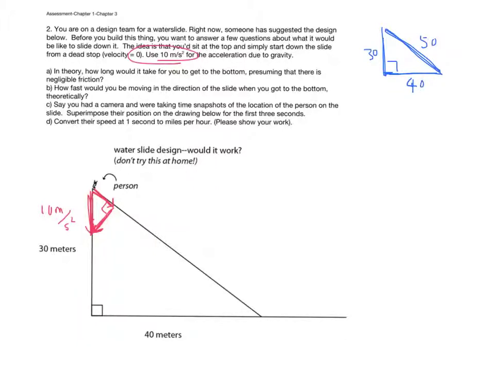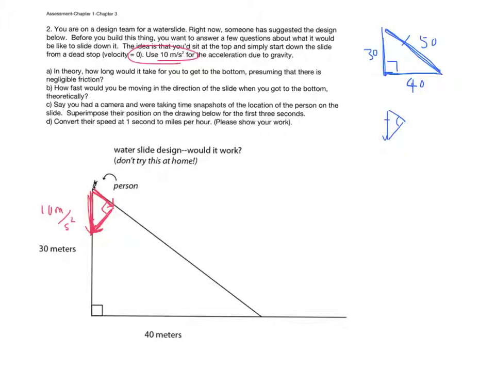So which angles are similar here? Well, I know that if we were to draw this acceleration vector here, and then this one, and this one is analogous to this one because it's the hypotenuse.